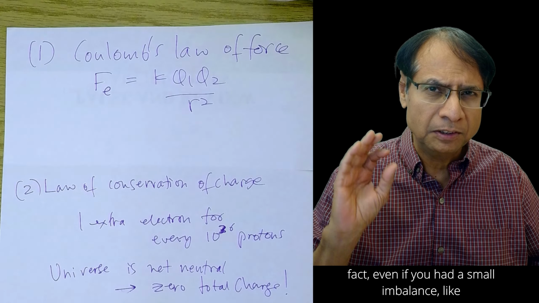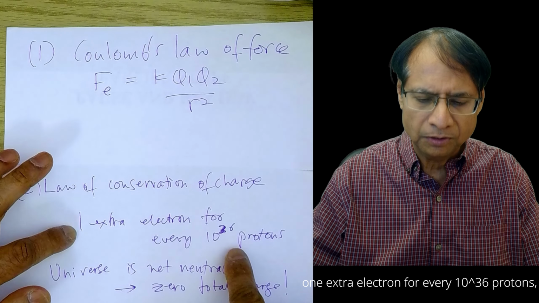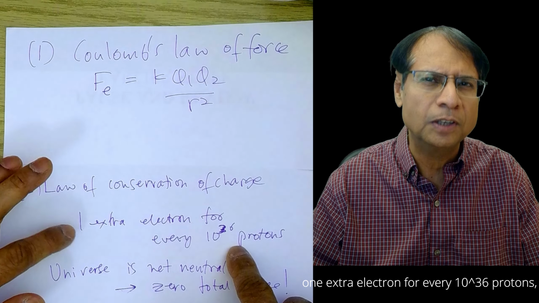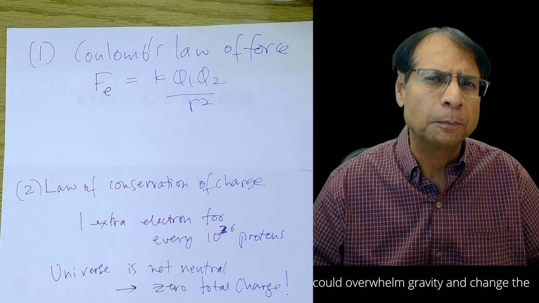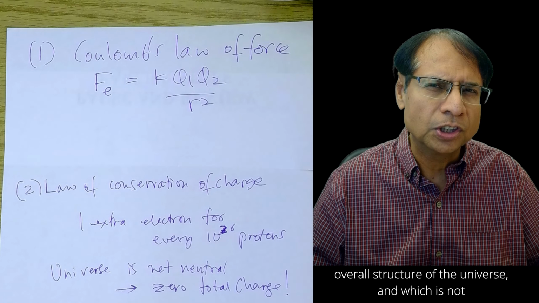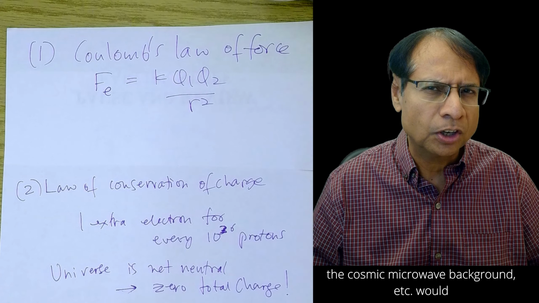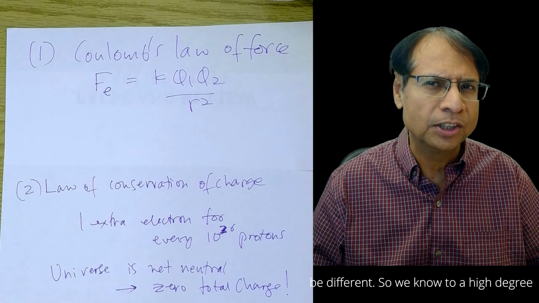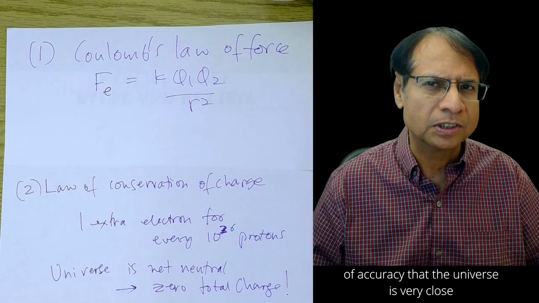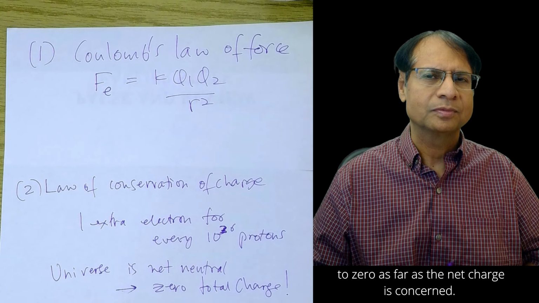And in fact, even if you had a small imbalance, like 1 extra electron for every 10 to the 36 protons, that electric force could overwhelm gravity and change the overall structure of the universe, which is not the case. So measurements of things like the cosmic microwave background, etc., would be different. So we know to a high degree of accuracy that the universe is very close to zero as far as the net charge is concerned.